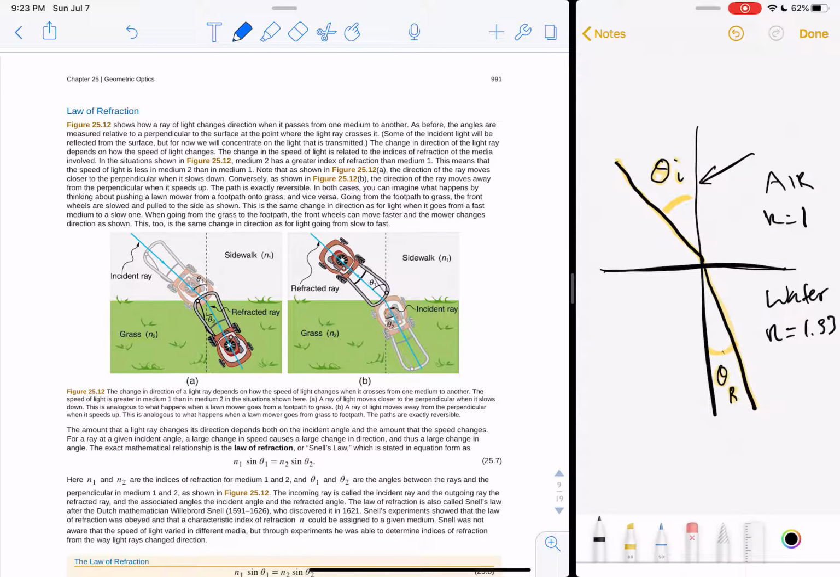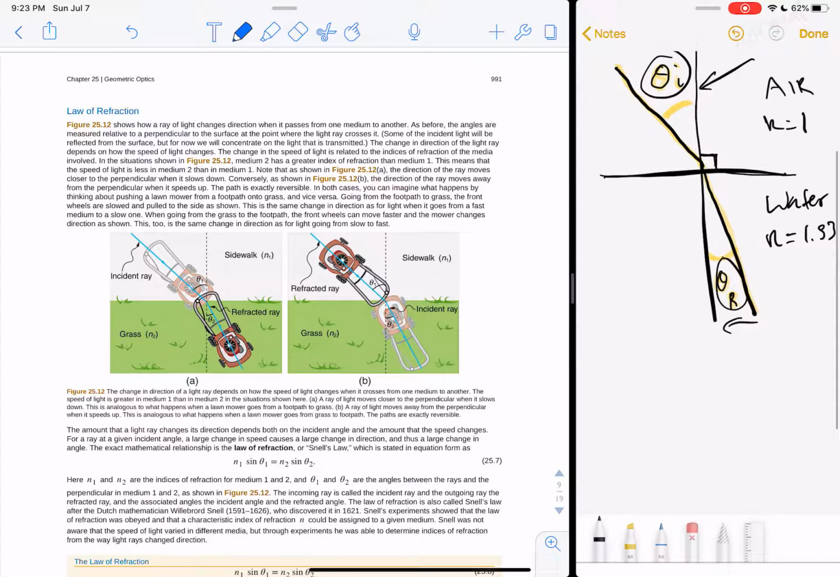So this line is often called the normal, and normal usually means perpendicular to the surface. So we would say the refracted ray is refracted towards the normal because it's brought closer to that line. So our refracted angle is going to be less than our incident angle.